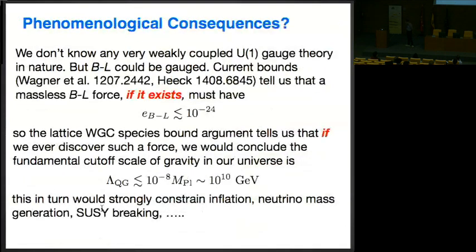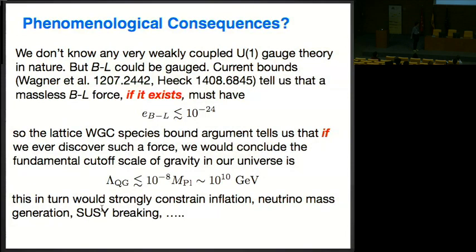And that's already of kind of mild phenomenological interest. So for instance, there's a very strong bound on B minus L gauge bosons. We know that if a massless B minus L gauge boson exists in our universe, its coupling is bounded above by 10 to the minus 24. What that means is that if such a boson were discovered, we would immediately know that if these conjectures are true, the fundamental cutoff in our universe is below 10 to the 10 GeV.